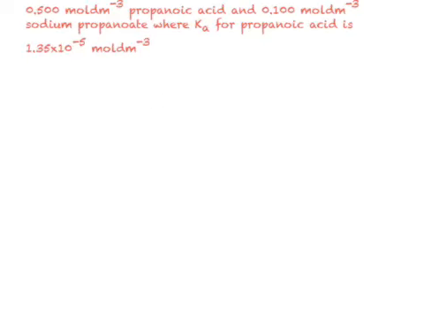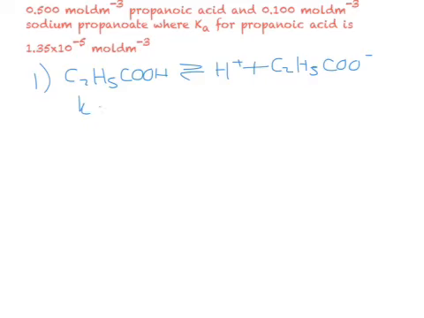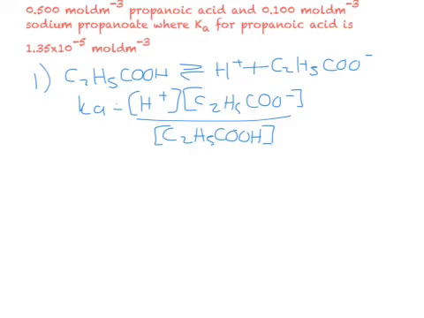So let's calculate the pH of a buffer solution that contains 0.5 moles per decimetre cubed of propanoic acid and 0.1 moles per decimetre cubed of sodium propanoate, where the Ka for propanoic acid was 1.35 times 10 to the minus 5 moles per decimetre cubed. Okay, so step 1, we're going to write the expression for Ka of the weak acid. So Ka is equal to, once we've got this, we can rearrange to make the hydrogen ion concentration the subject.